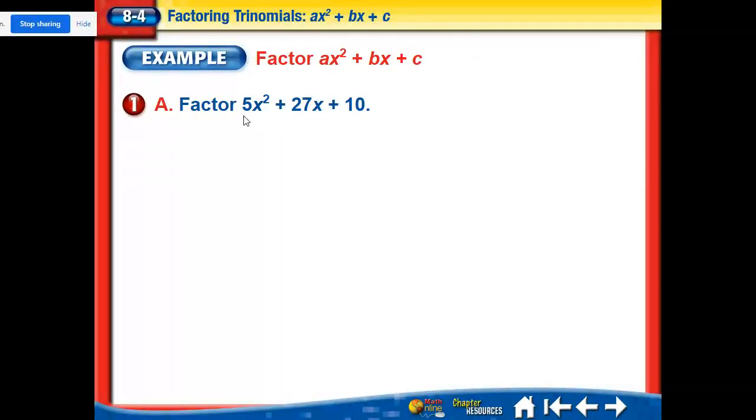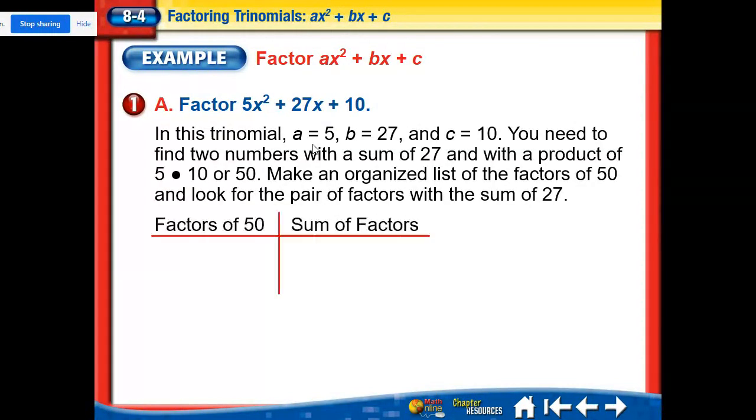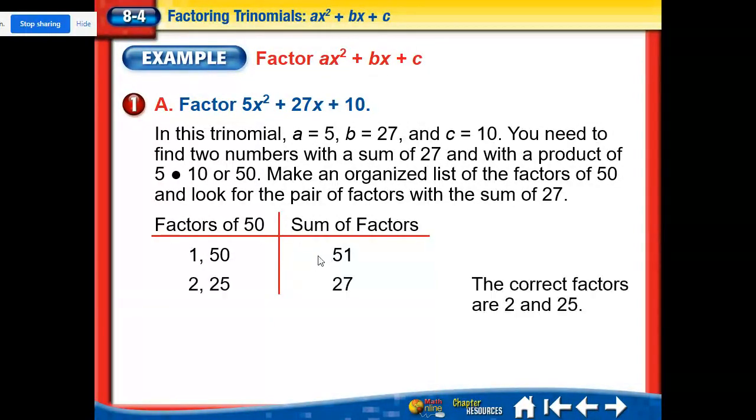All right, what happens when we have a number in front here? What do we do? Well, we're still going to do the same thing that we just got done doing, but we have to add steps at the end. So we're going to multiply the first number, which is a 5, times the last number. So the outside numbers, so 5 times 10 is 50. So factors of 50 that add up to be 27. Nope. 2 and 25 is 27, so that is the correct combination.